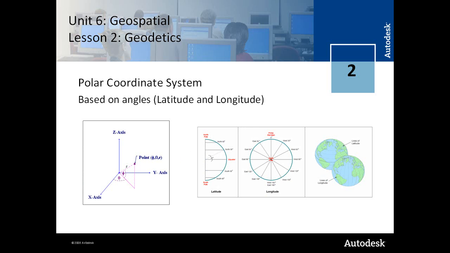A polar coordinate system is based on angles, and the primary example of a coordinate system is latitude and longitude. And that is measuring the position on the surface of the Earth based on a position or an angle relative to the equator and also relative to the prime meridian. So the combination of latitude and longitude can give you your position based on polar coordinates on the surface of the Earth.